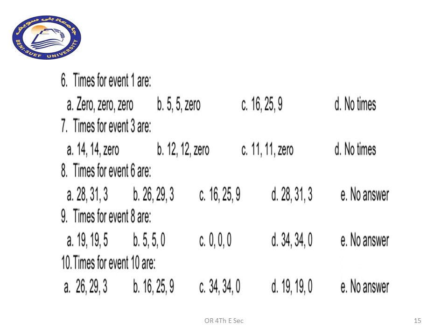Question number 8, times for event 6 are, when we look at the network, event 6 has 16, 25, and 9. This will represent letter C. And the times for event 8 are 34, 34, and 0, which is letter D. And times for event 10 are 34, 34, 4, and 0, that is letter C.